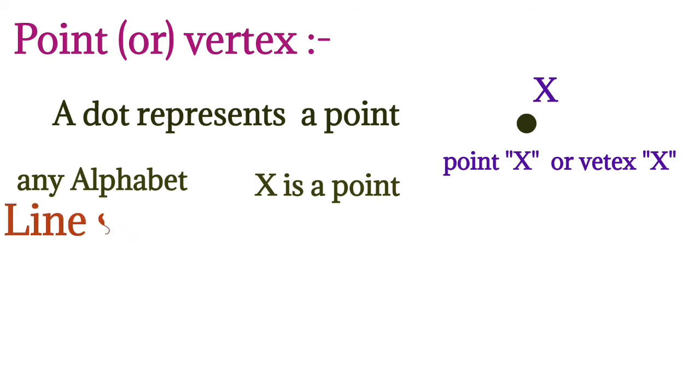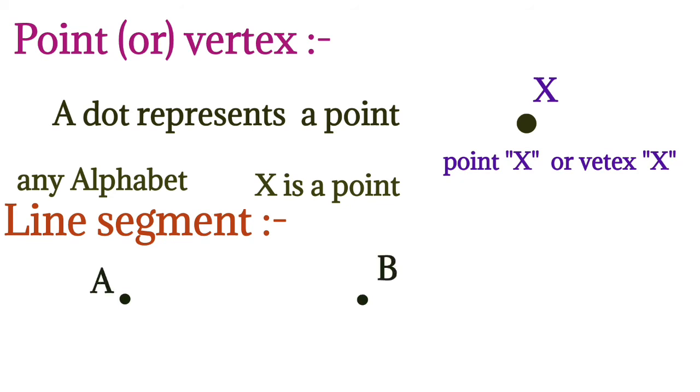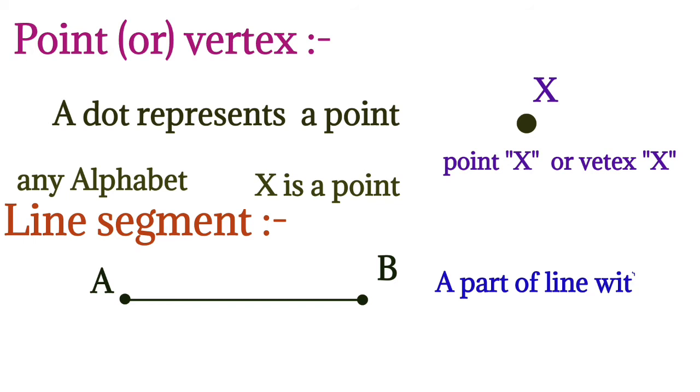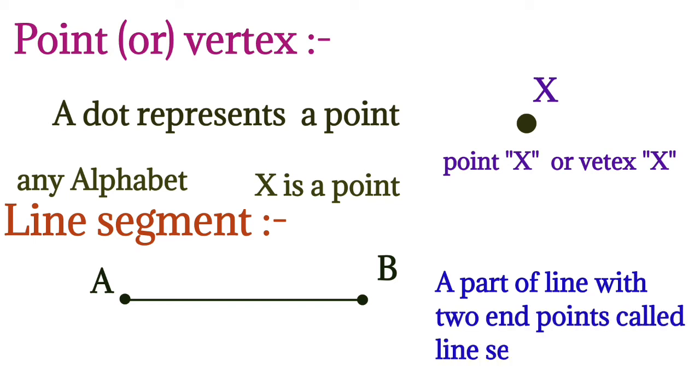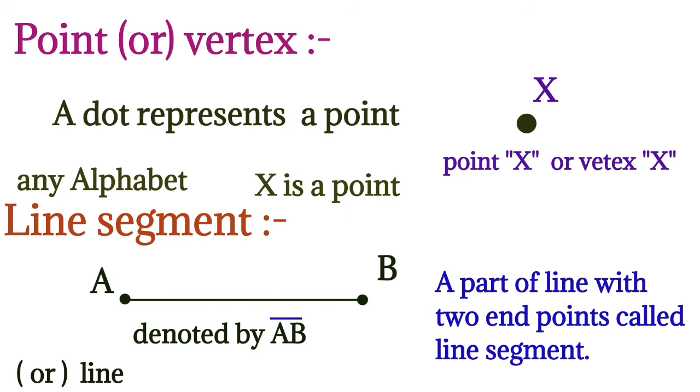Next is line segment. See here, two points are there in different places on the plane, denoted as A and B. Any letter you can use. When I join these two points, I get a line and it cannot extend beyond the two points. So we can say a straight line drawn from point A to point B is called a line segment AB, or a part of a line with two endpoints, because we cannot extend the line in either direction.